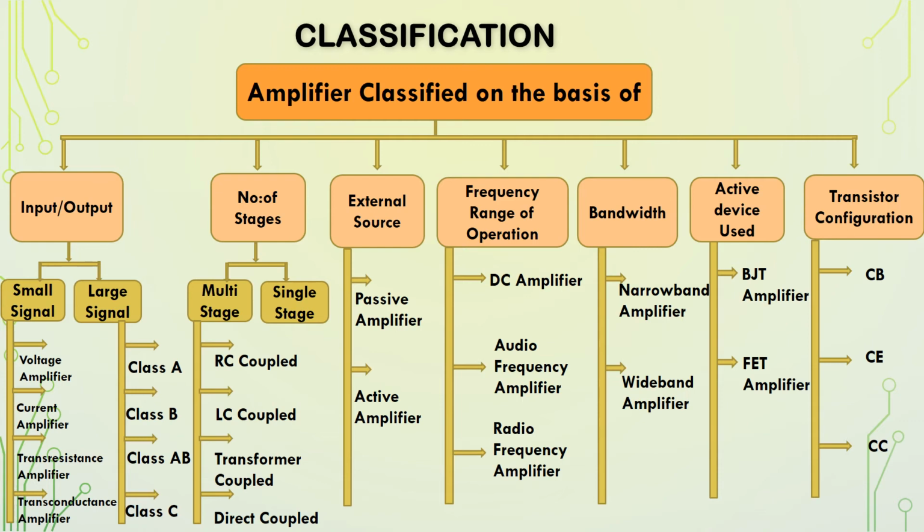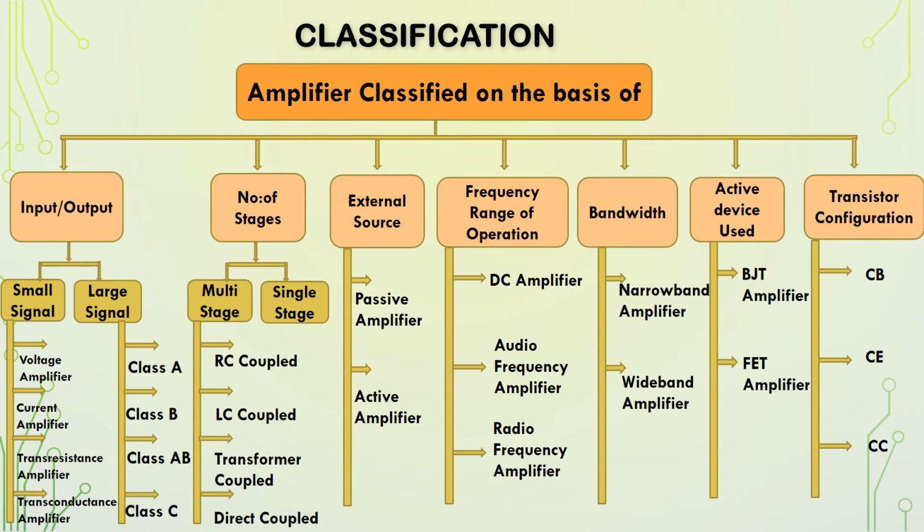Small signal amplifiers: the main function of a small signal amplifier is to amplify weak electrical signals, and it can be classified according to 4 possible combinations of input and output signals as voltage amplifier, current amplifier, transresistance amplifier and transconductance amplifier.